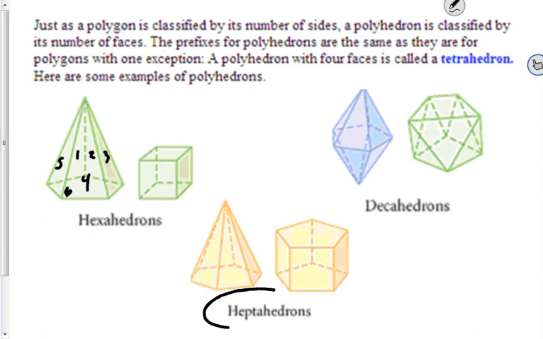Now, down below here, we have the heptahedron. Right? So each one of these would have 7 different faces. Remember to count the base or bases. And then over here on the right, we have the decahedrons. So each one of these would have 10 different faces.